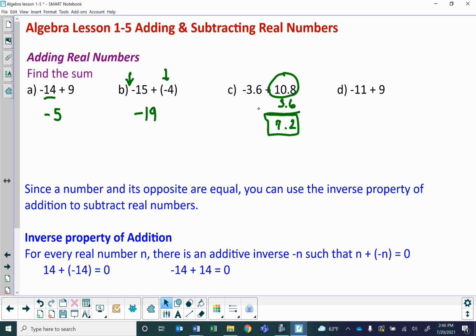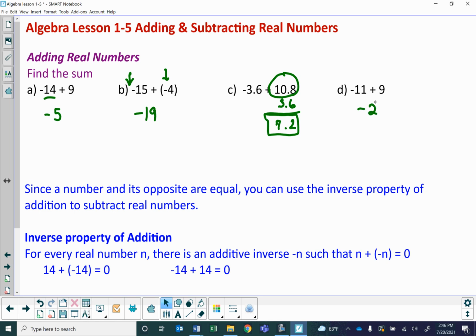So like for letter D here, if it's negative 11 plus 9, you borrowed $11 from your mom. You paid her back $9. How much money do you still owe her, because you borrowed more than you paid her? So if I take 11 and subtract 9, I get 2. And so I still owe mom $2, so I'm still negative $2 in the hole.